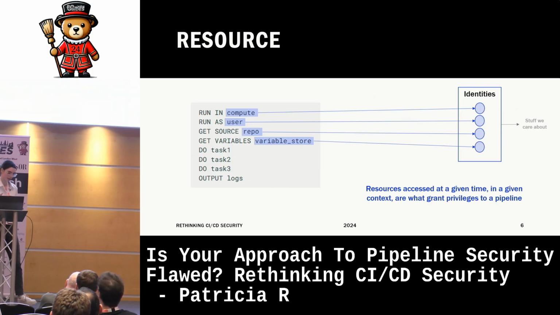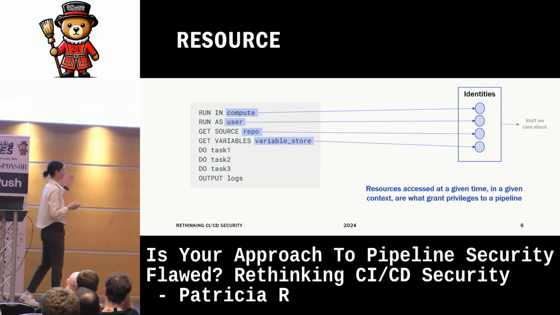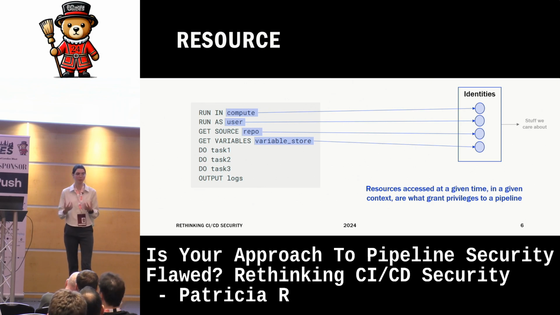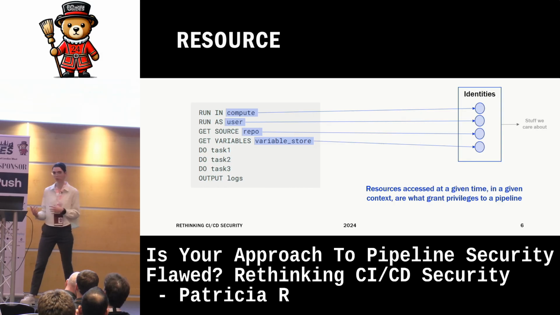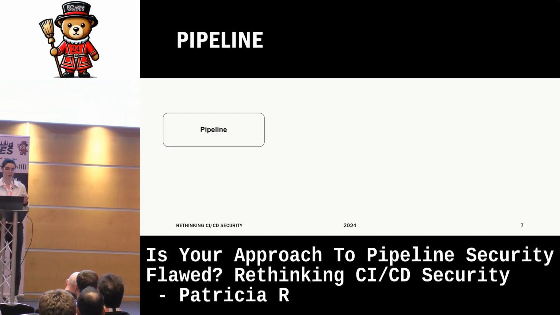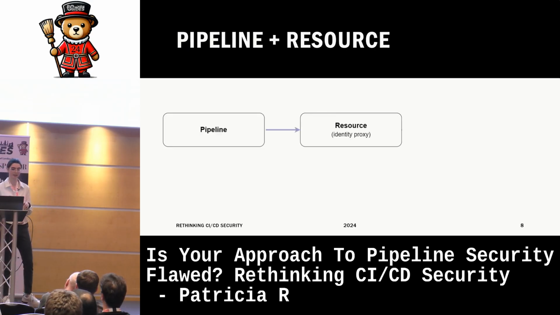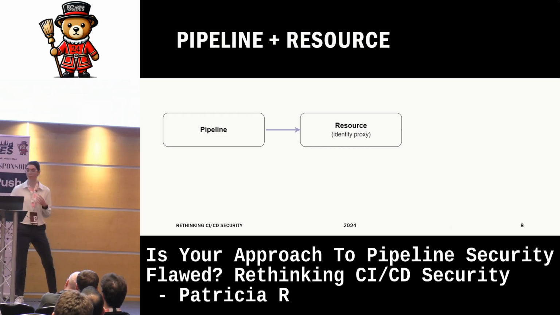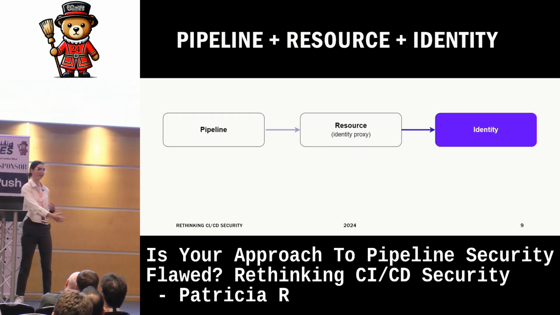And that's what that line says: the pipeline itself doesn't have privileges. The privileges are granted by the resources that it accesses. So, to put it all together, we have a pipeline. A pipeline accesses some resources which ultimately are just a proxy into an identity.